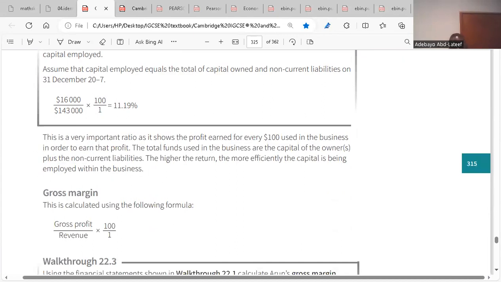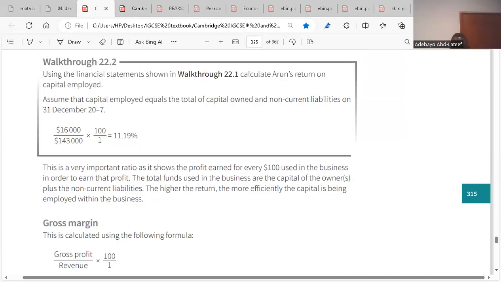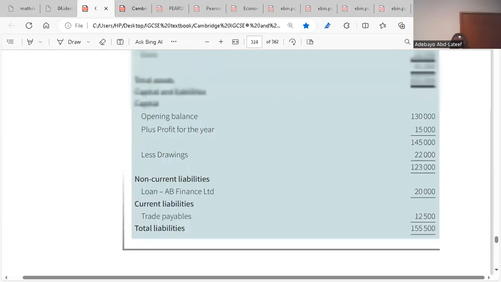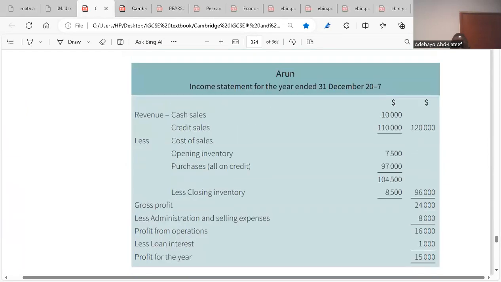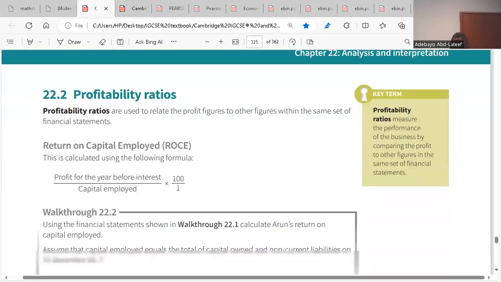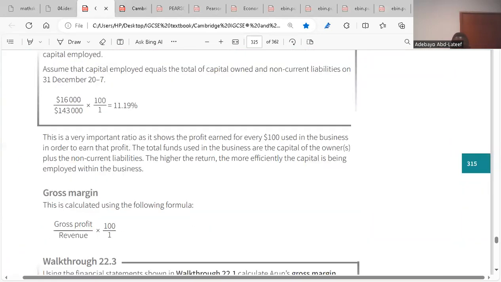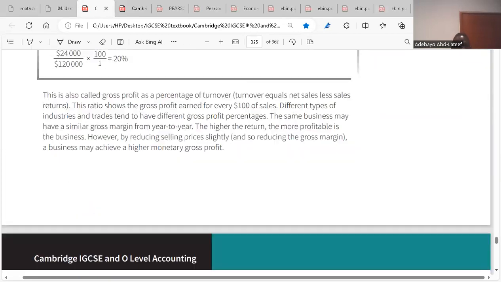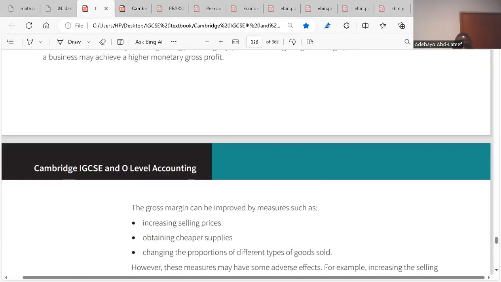Then we go to gross profit margin. For gross profit margin, it is your gross profit divided by revenue multiplied by 100. Revenue is 120,000. Gross profit is 24,000. So 24,000 divided by 120,000 multiplied by 100 is 20%. See, that is clear. Yes. We've talked about that. What else do we have there?